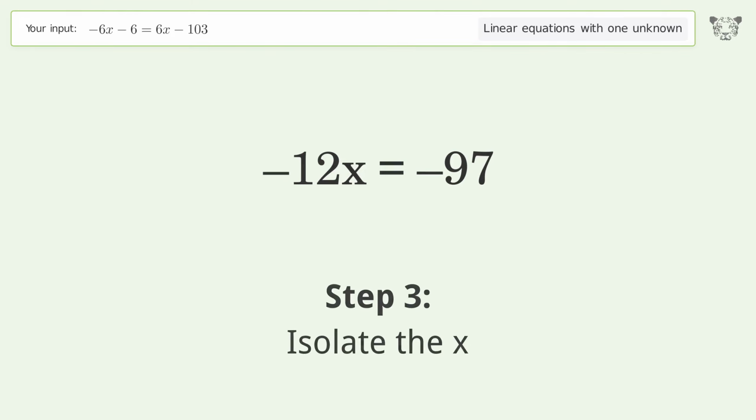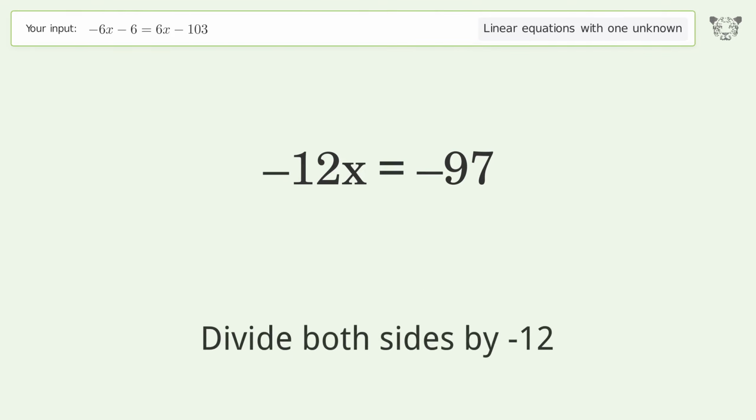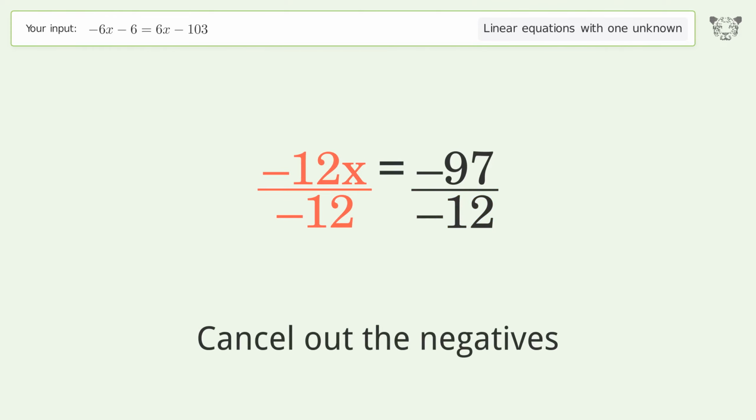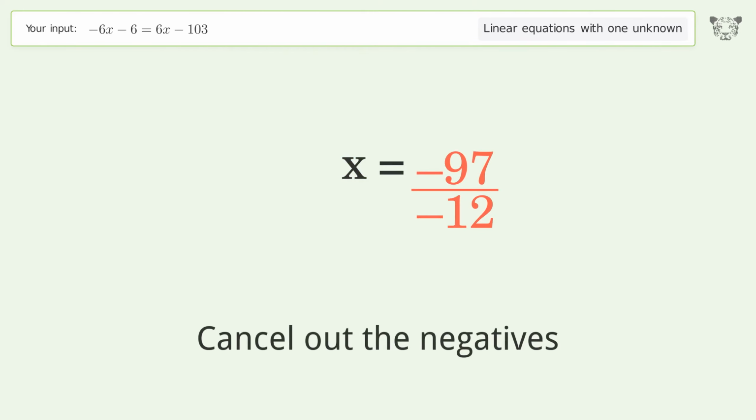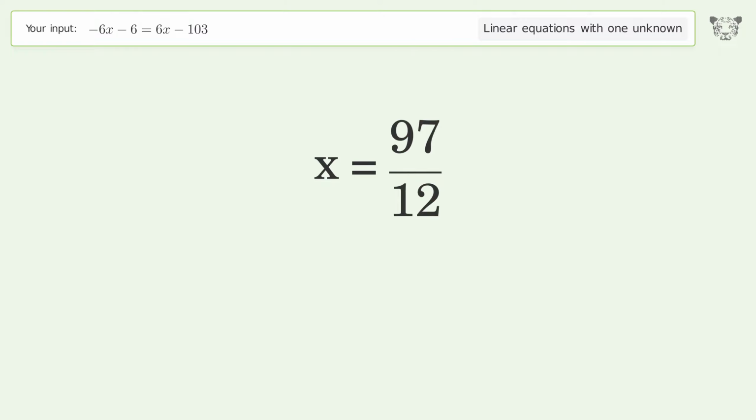Isolate the x. Divide both sides by -12. Cancel out the negatives. Simplify the fraction. Cancel out the negatives. And so the final result is x equals 97/12.